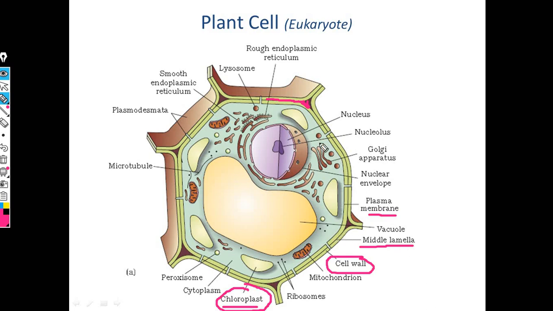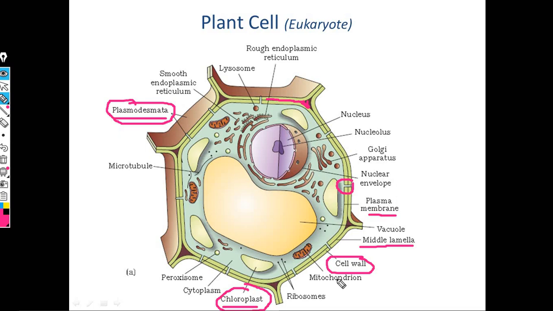Now because there are two layers and the entry and exit of material will take some time, for easy transportation between the neighboring cells you have the development of cytoplasmic bridges between these plant cells, called plasmodesmata. Plasmodesmata are the cytoplasmic bridges which are present between two neighboring plant cells. So this also is a very important structure. See, all these structures, right?